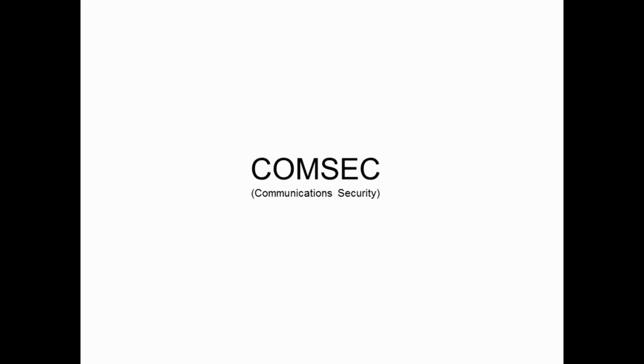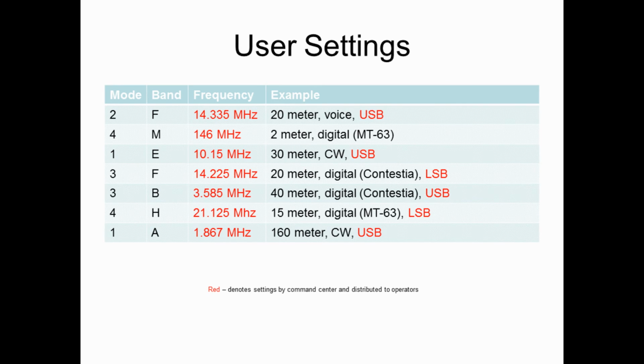Over. To provide communication security, ComSec, a centralized command center can define what the frequency and operating modes are for each one of the four symbols, so that within this environment you can tell on the first example 2 Foxtrot is at 14.335 megahertz. We know it's 20 meter voice upper sideband. The same thing going on down to 4 Hotel. It's 21.125 megahertz, 15 meters digital MT63 LSB. Those values can be set by the command center and distributed to the operators as needed.